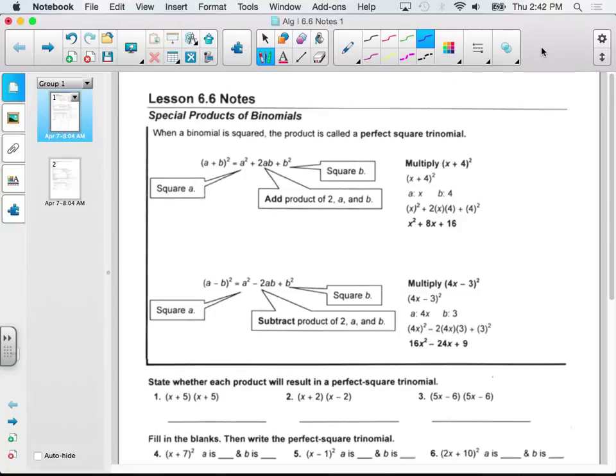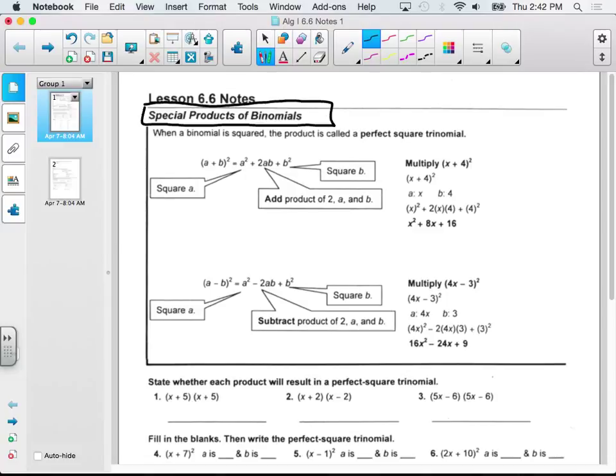Okay, so today we're just going to keep working with multiplying polynomials, but I want everyone to circle this right here. We're going to be working with special products of binomials. So what that means, what makes them special? We're going to get to that. So when we're working with special products of binomials, we're working with a binomial times itself.